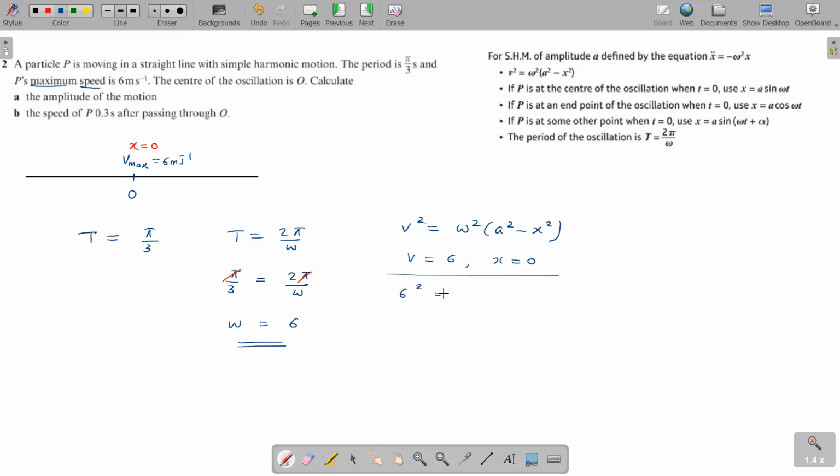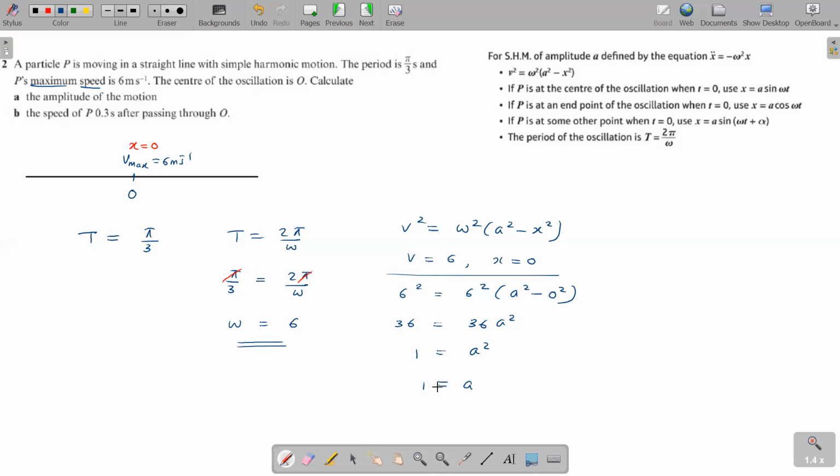So 6 squared equals omega squared. Omega is also going to be 6 squared, right? A squared minus x squared is 0. So you can see here it's 36 equals 36 a squared, which gives you what? A squared equals 36 divided by 36 is 1. So a equals root 1, which is 1.